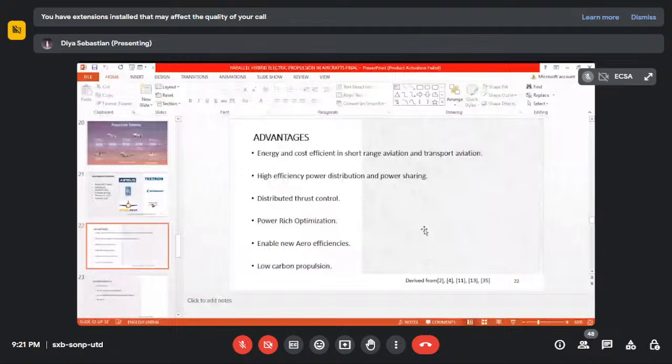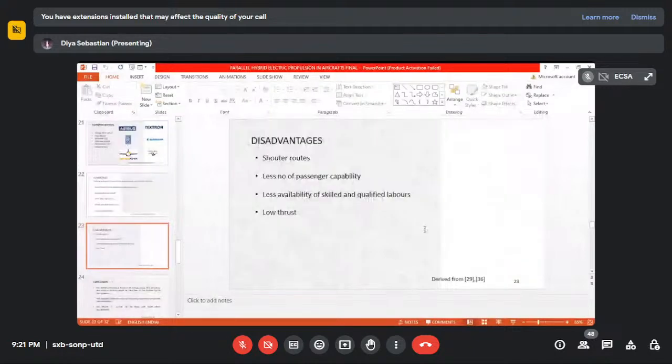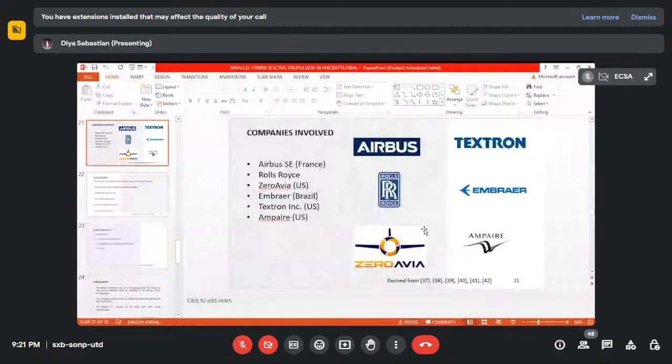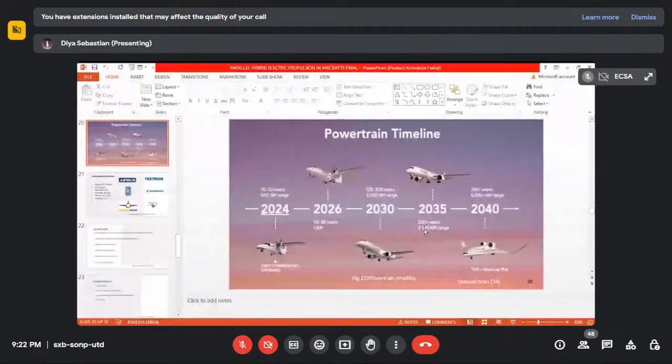Then about the disadvantages. Some of the disadvantages are shorter routes, lower passenger capacity, less availability of skills and qualified labor, and low thrust. These can all be addressed to a limit by 2050, as we have seen from the powertrain timeline, right? The shorter routes could be addressed, the number of passengers could be increased, and the routes can also be increased by 2050.